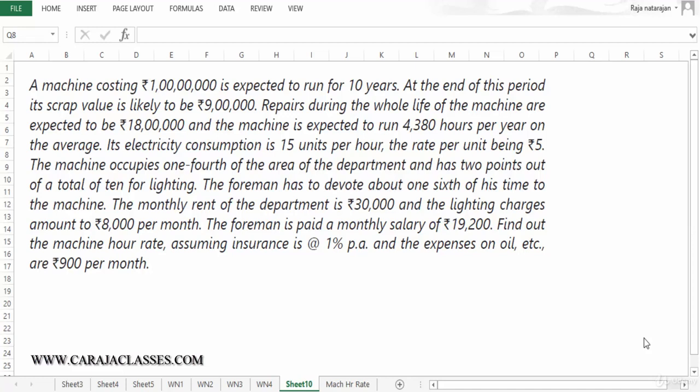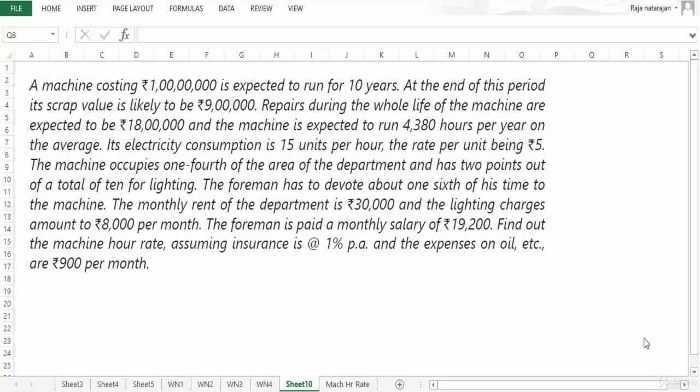A machine costing 1 crore, that is 10 million, is expected to run for 10 years. At the end of this period, its scrap value is likely to be 900,000. Repairs during the whole life of the machine are expected to be 1.8 million, 18 lakhs, and the machine is expected to run 4,380 hours per year on an average.